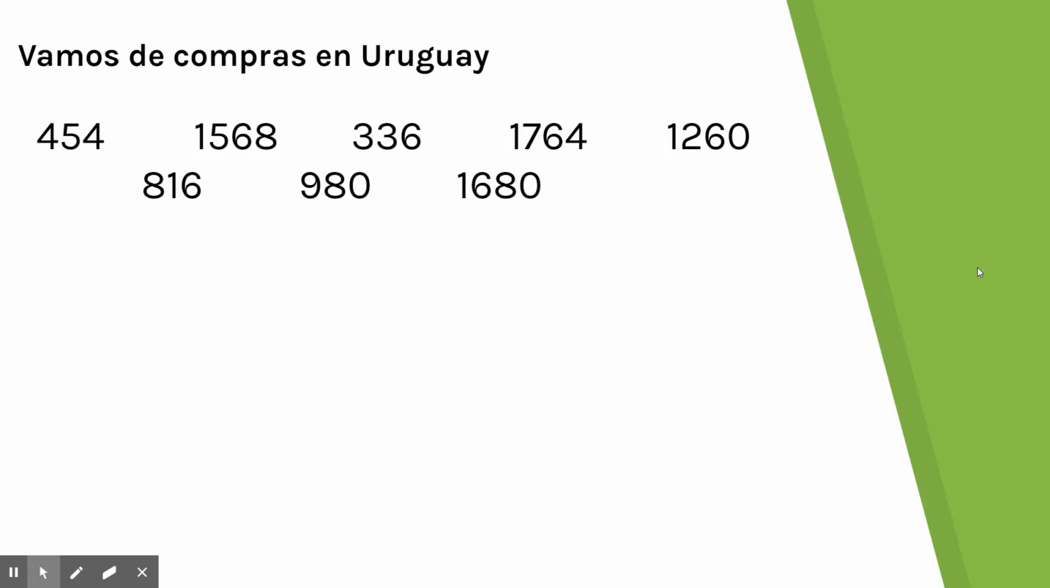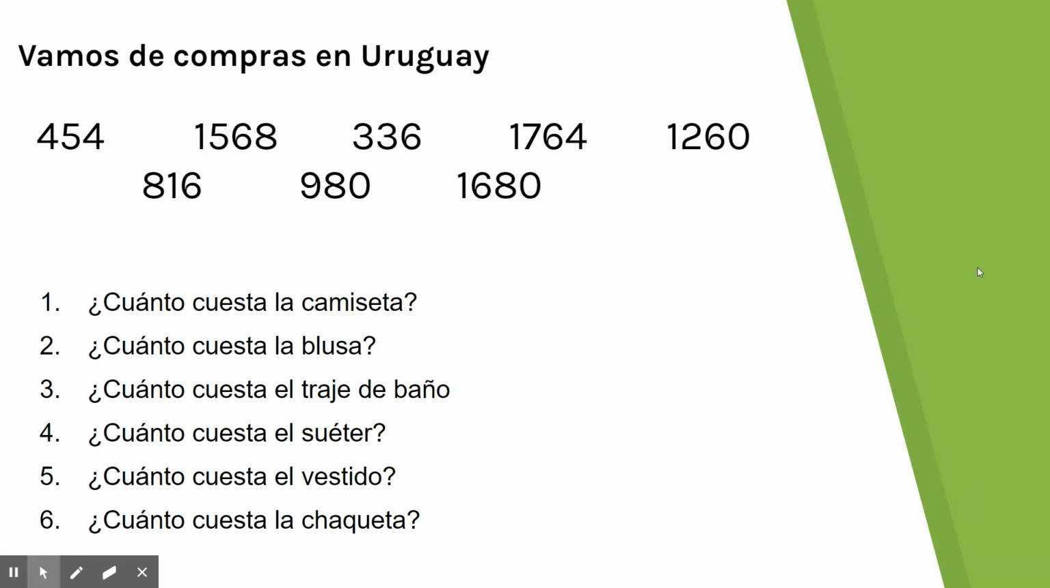816. Do you remember how to say 900? It's a little bit irregular. Similar to the word nueve, but a little bit different. Think about what that would be. The answer is 980. How about the last one, 1,680? Again, for 1,000, we're going to say 1680. Okay, so I want you to have a place where you can write down these answers.